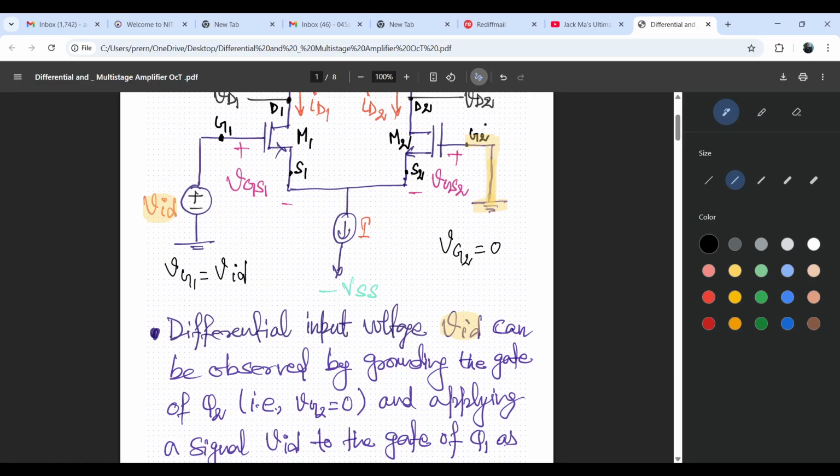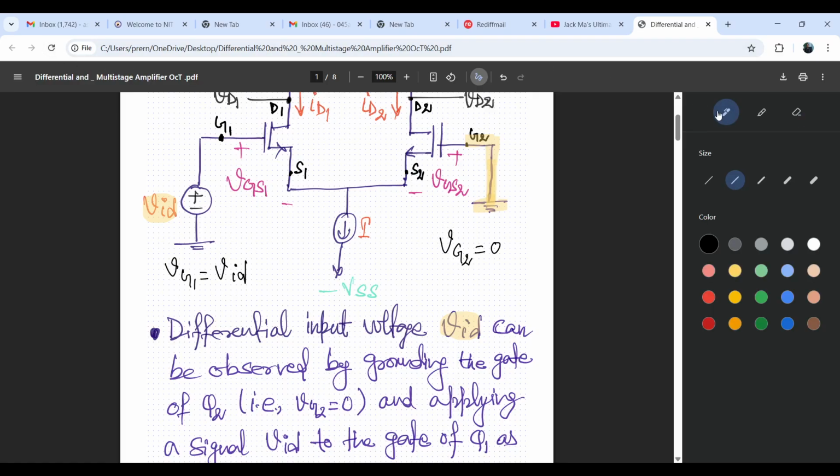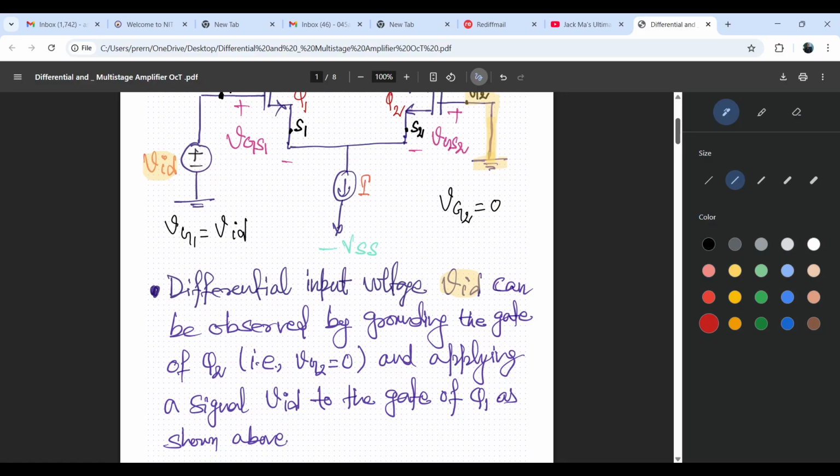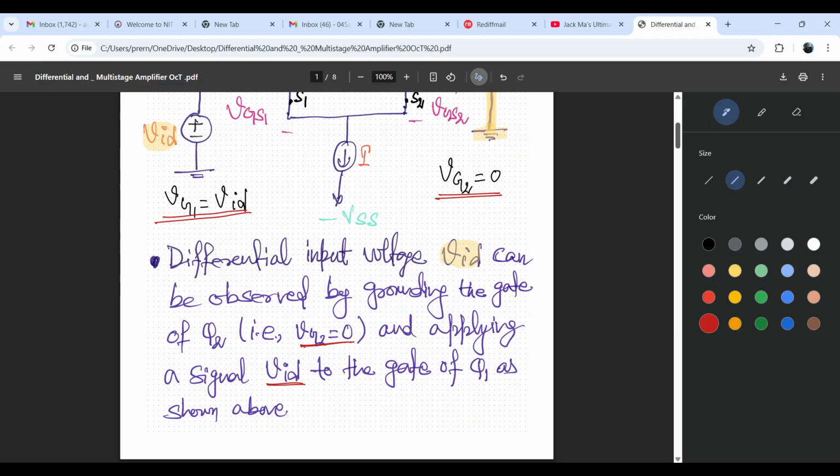I have already written Q1, Q2, so better to make it Q1 and Q2 transistors. Applying a signal VID to the gate of Q1, that is our VG1 is VID, and the gate of Q2 will be grounded. So we are just putting this one as 0. So the circuit is clear.